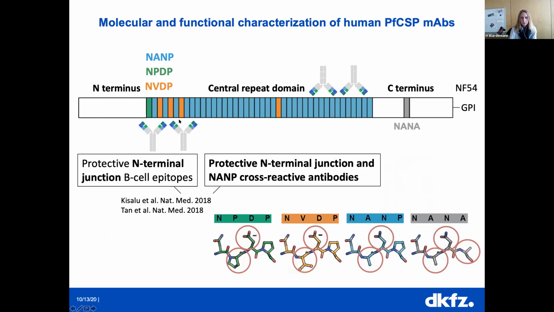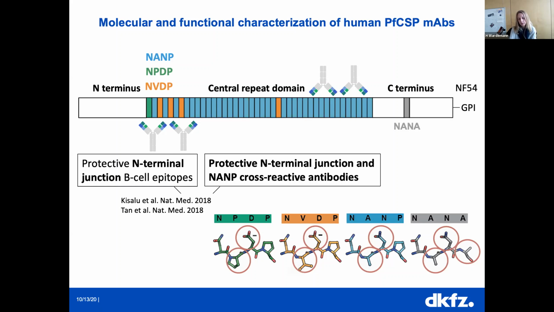And Antonio Lanzavecchia has actually shown, together with Bob Cedar, that this region of the protein contains protective B-cell epitopes, and that the antibodies that bind these epitopes are often cross-reactive also with the classical NANP repeating motifs in the central repeat domain. This just shows you how similar these motifs are. There's also another similar motif in the C terminus, a so-called NANA four amino acid motif.